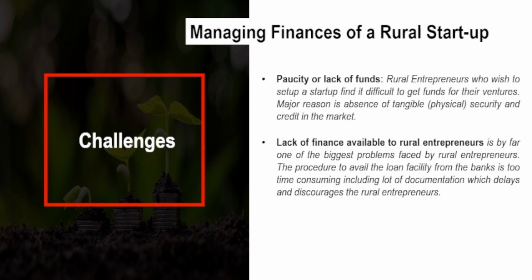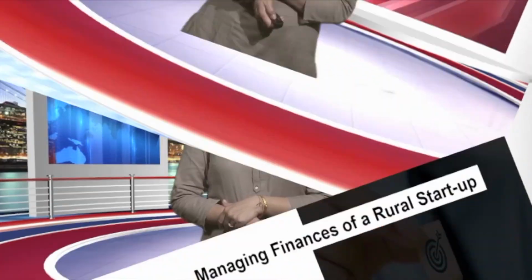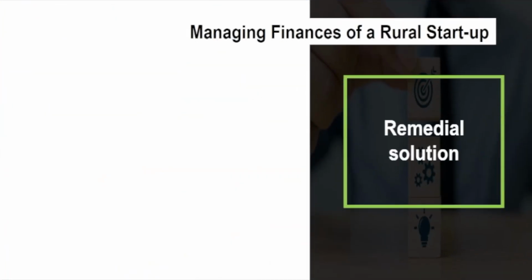The procedure to avail the loan facility from the banks is too time consuming, including a lot of documentation, which delays and also discourages the rural entrepreneur who wishes to start a rural startup. Rural people being poor are mostly not able to avail loans because of insufficient established forms of collateral or physical assets to offer. So, these are some of the financial challenges faced when starting a rural startup. Now, what is the remedial solution for that?